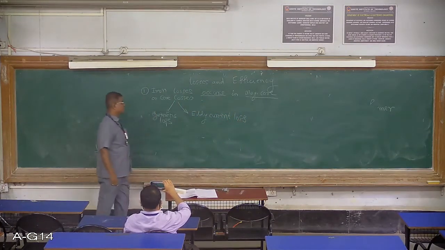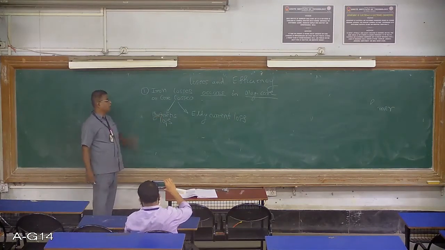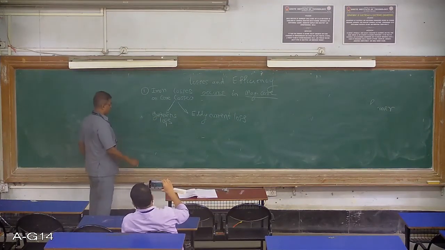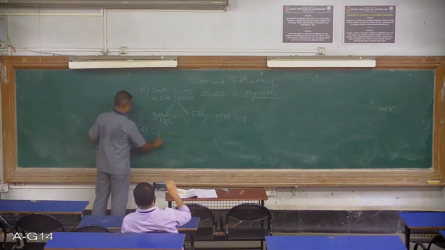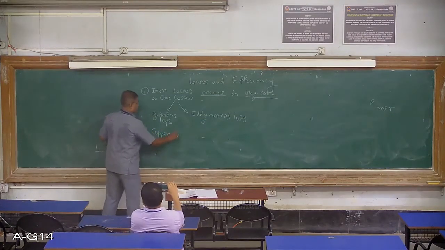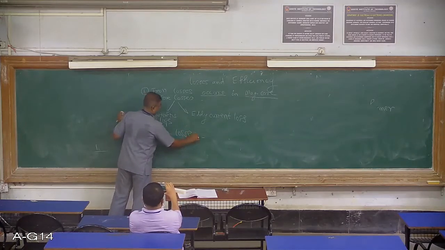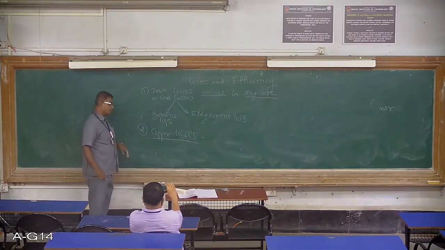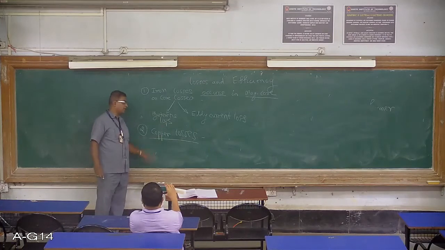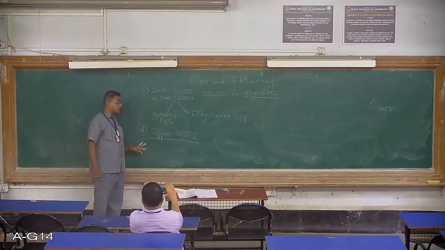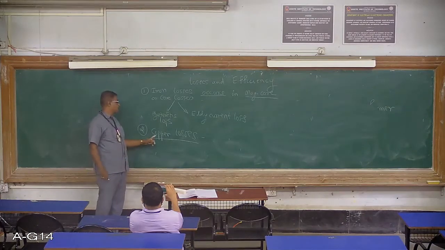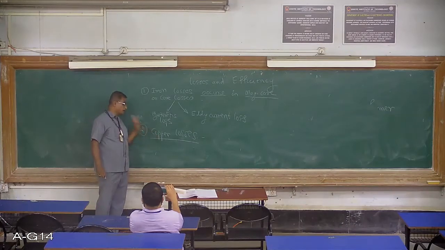Hysteresis loss and eddy current loss. So these are the two losses under the title iron losses. The second type of loss that we find is copper loss. As the name itself indicates, copper loss occurs in the copper part of the transformer. As you know, windings are made up of copper wire, copper turns. So in the windings, you will find the copper loss.